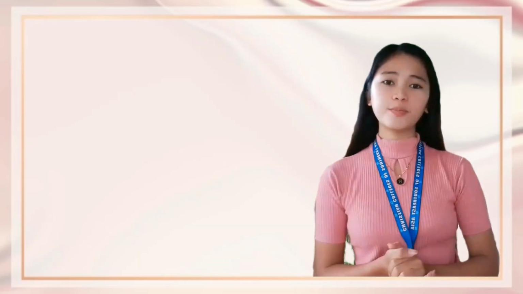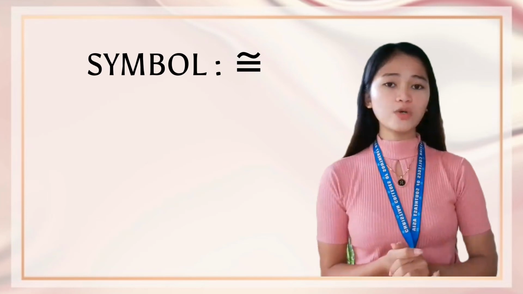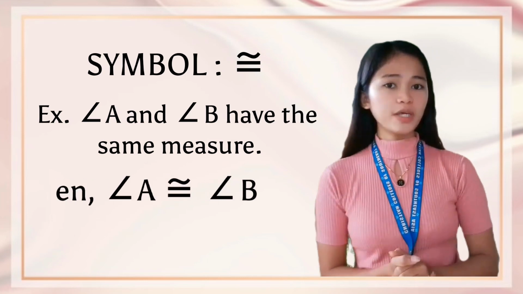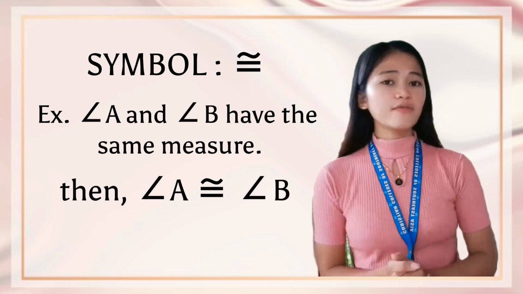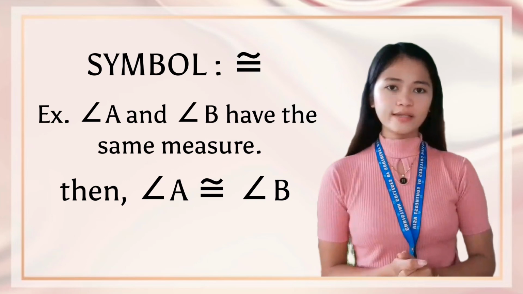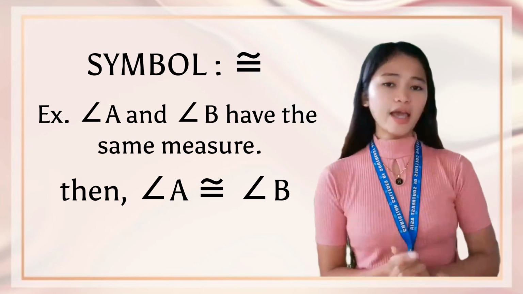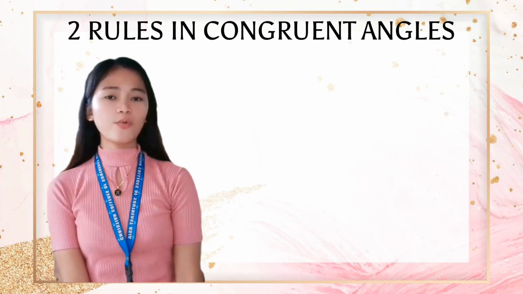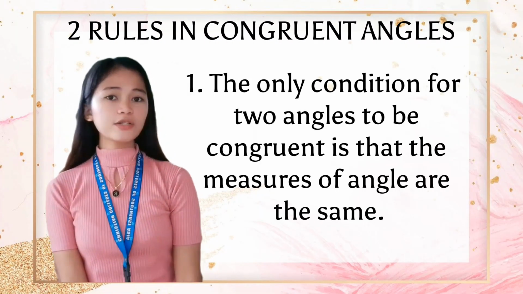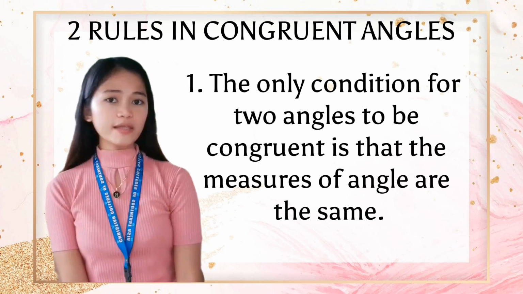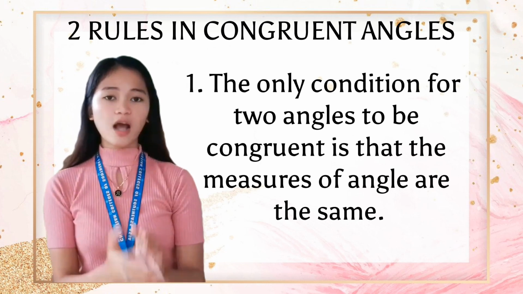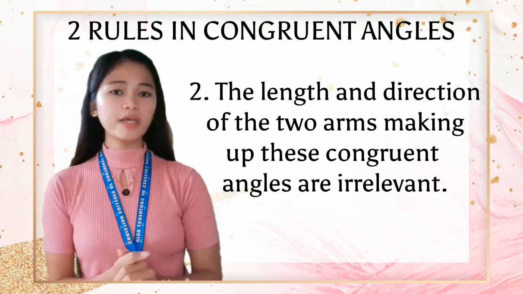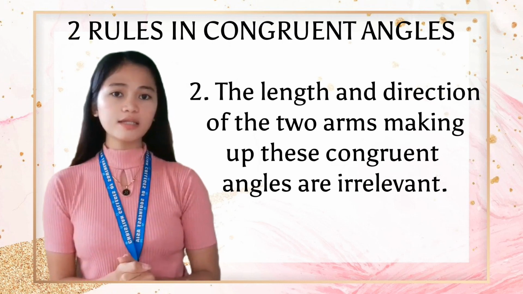When we talk about the symbol, the symbol of congruence in geometry is like this. If angle A and angle B have the same measures, then they are said to be equal or congruent. That means angle A is congruent to angle B. So there are two rules in congruent angles. First, the only condition for two angles to be congruent is that the measures of the angles are the same. Second, the length and direction of the two arms making up these congruent angles are irrelevant.